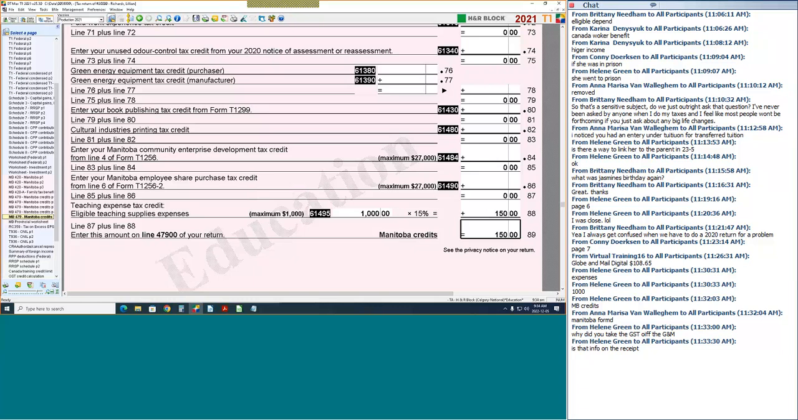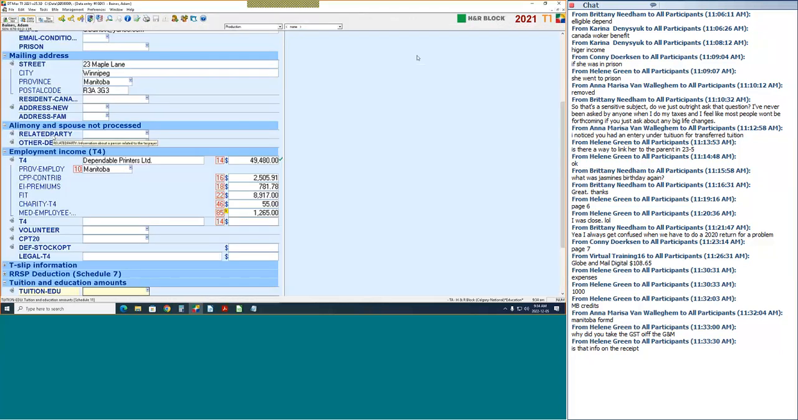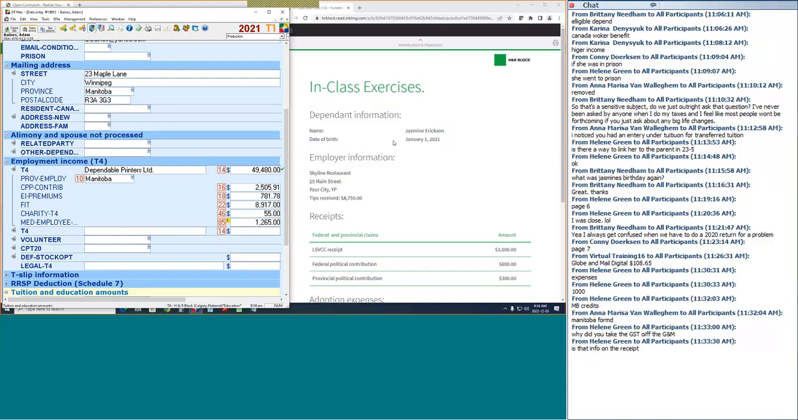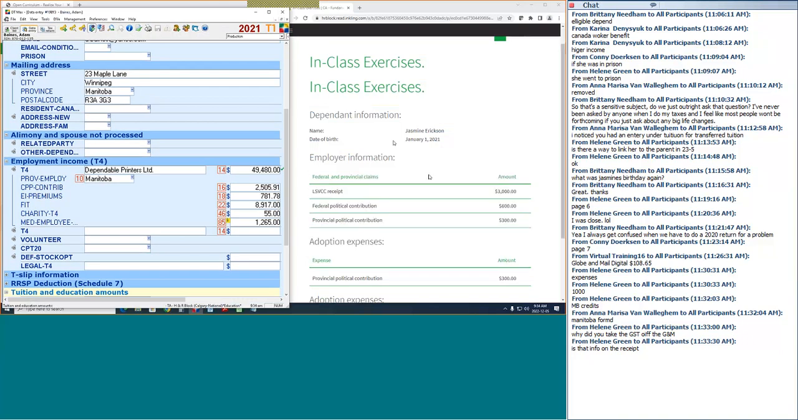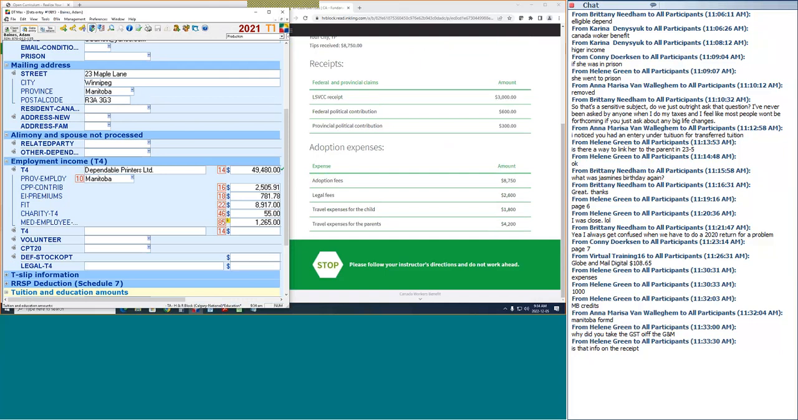Okay, so I have one more big one that I want to do that's federal, and then we're going to do a whole bunch of provincial things. So for this one, I would like you to change from Lillian's file and switch to Adam and Eve. So I'm going to find Adam over here. And I'm also going to pull up, if I can, some more information, which is adoption expenses. So I'm going to teach you how to do adoption expenses.